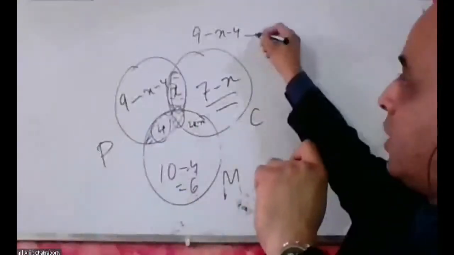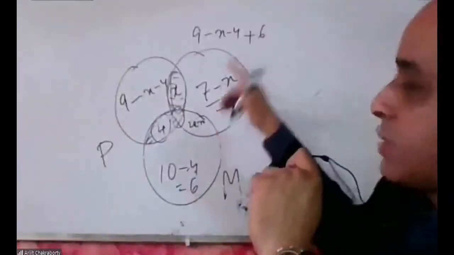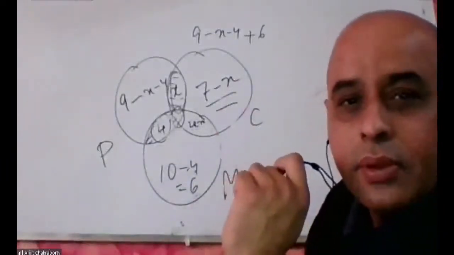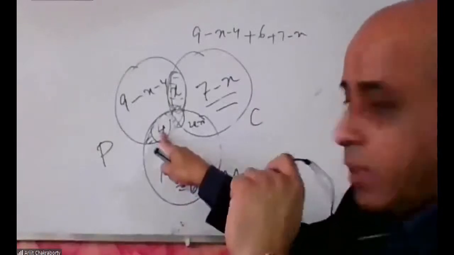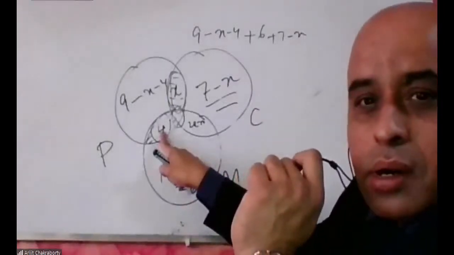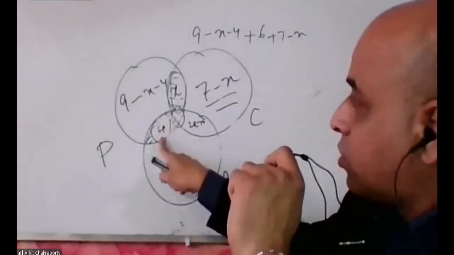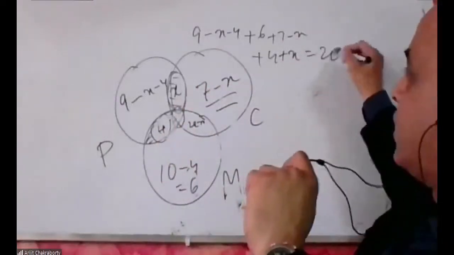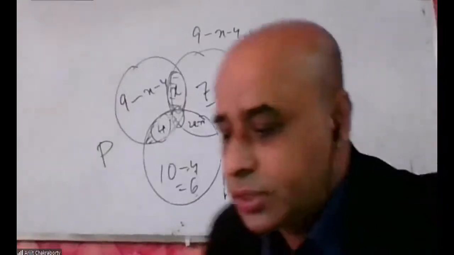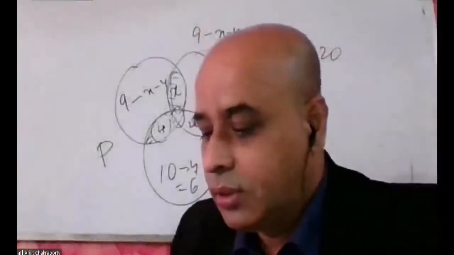Six here, so I'm writing plus 6, plus 7 minus x, and here we have 4, plus 4 plus x. This gives us 20.